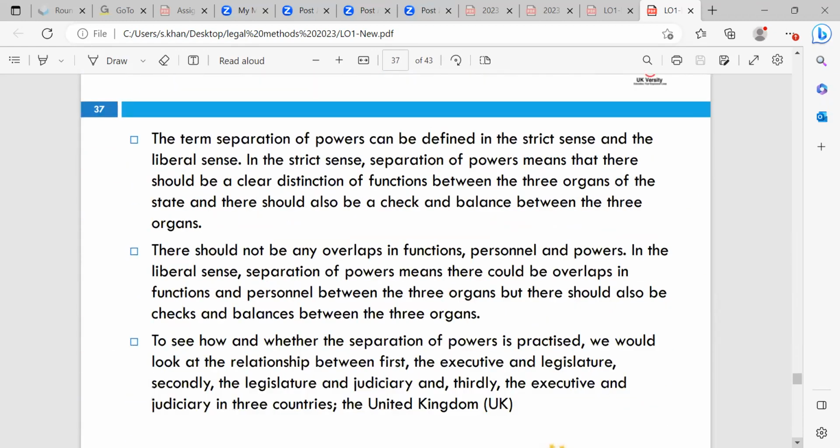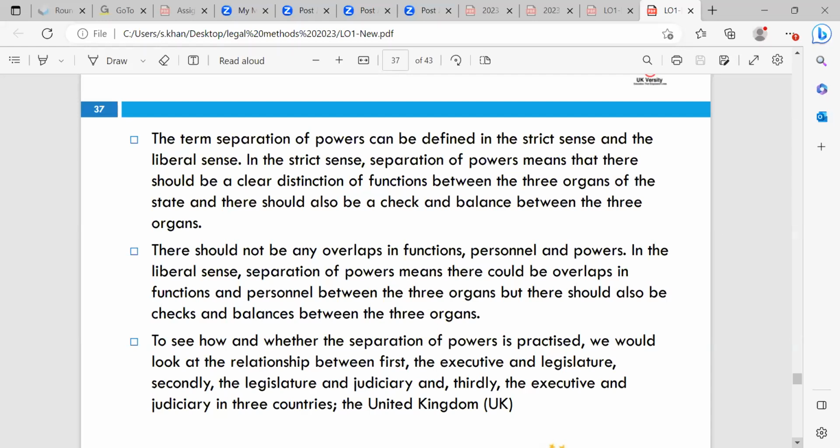The term separation of powers can be defined in the strict sense and the liberal sense. In the strict sense, separation of powers means that there should be a clear distinction of functions between the 3 organs of the state, and there should also be a check and balance between the 3 organs. The reason they have a check and balance in place is that they don't want any sort of abuse of power from any of the 3, because it's really important that they have a separate function. There should not be overlaps in functions, personnel and powers.